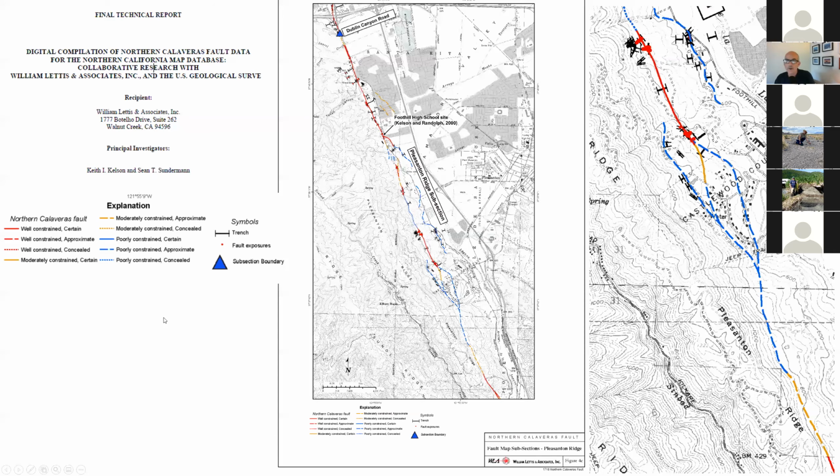Here's the Calaveras mapping from a slightly different report, but you can see, again, this final technical report. This is supported by the USGS National Earthquake Hazards Reduction Program consulting report. And you see the way the lines are defined: red are well constrained, orange are moderately constrained, and blue are poorly constrained. And then the second pass through it is certain, approximate, and concealed. So that's an effort to indicate that certainty.